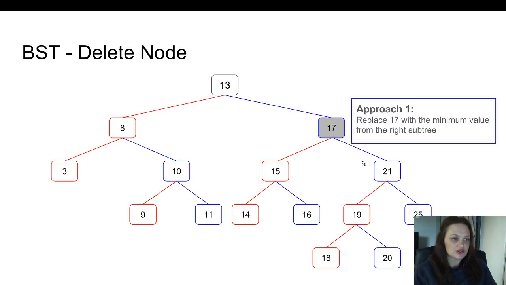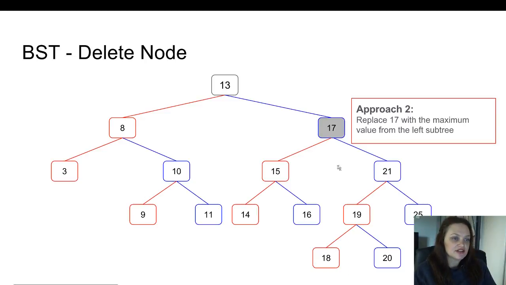I can work with approach 1, which would be to replace 17 with the minimum value from the right subtree. So that means I can go down here and I can see that, okay, 18 is the smallest guy in this entire tree, and that means he's going to replace 17 here. I know it'll work because he's coming from the right tree, which means he's larger than everything down here. But by selecting the smallest guy, he's going to be smaller than everything down this tree. So it will still keep my tree's structure correct.